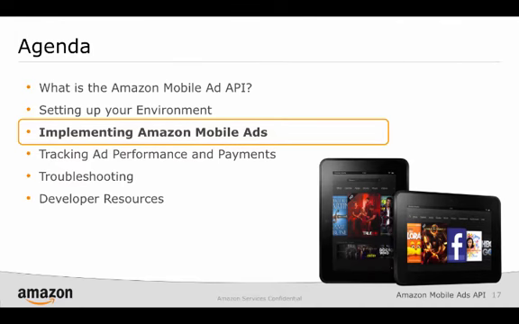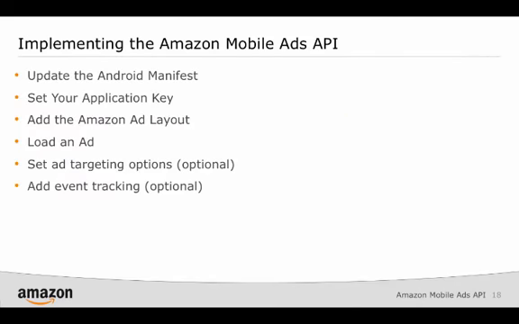Implementing Amazon Mobile Ads is pretty simple. Just 4 required steps and a couple of optional ones, and you're done. Let's get started.